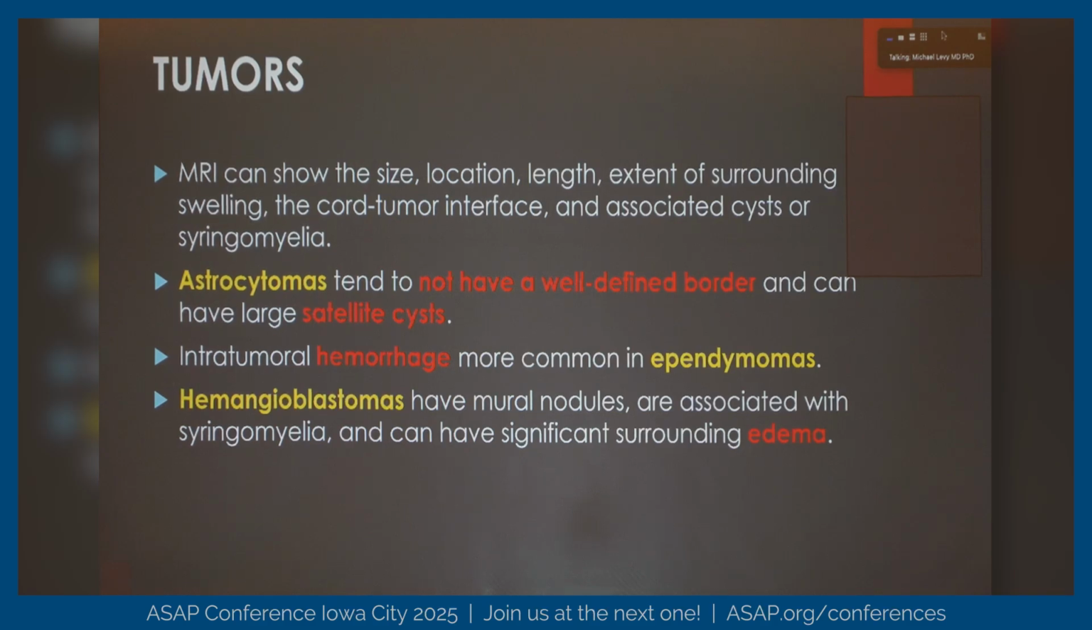Astrocytomas, which can be locally invasive, obviously don't have well-defined borders, but can have large satellite cysts associated, especially with lower grade tumors and especially in the pediatric population. We tend to see bleeds into the tumor more commonly in ependymoma. Hemangioblastomas have neural nodules, are associated with a syrinx, and can have significant surrounding edema. There's also an assumption that the nodules are well defined with regard to a plane and can be easily separated from the surrounding spinal cord tissue, and this isn't always true, and you can find a great deal of scarring, especially with recurrent bleeds.